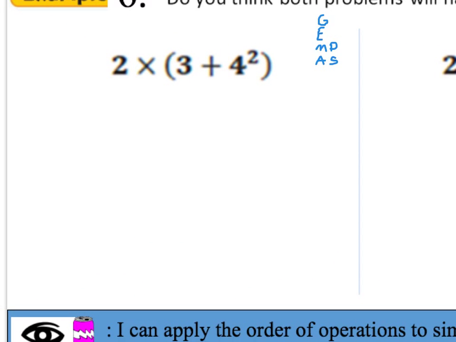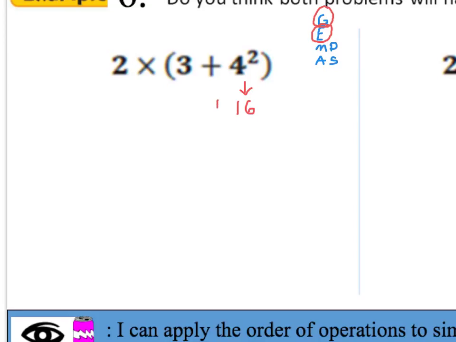And let's use Gemma to simplify this numerical expression. This problem does have grouping symbols, so I'm going to solve the grouping symbols first. And inside the grouping symbols, we have exponents. So I'm going to do the exponents first inside of the grouping symbol. So remember, 4 to the second power does not mean 8. It means 4 times 4, which is 16.